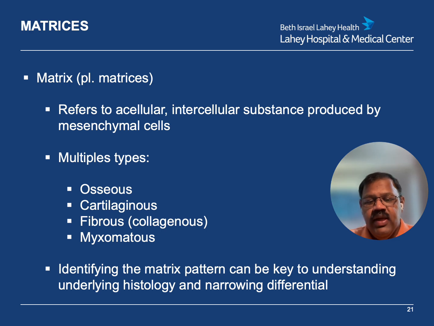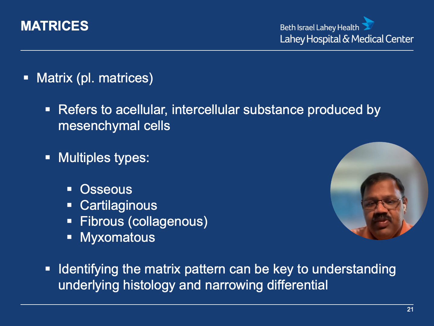which is essentially what is happening within the lesion itself. So matrices or matrix refers to the acellular, extracellular substances produced by the mesenchymal cells that are forming the lesion. And there are different types of matrices that you could see. You could see osseous matrices that are oftentimes shown in bone-producing tumors like osteosarcomas.